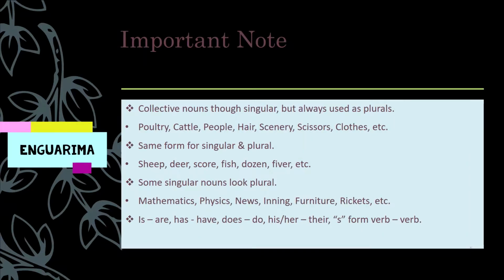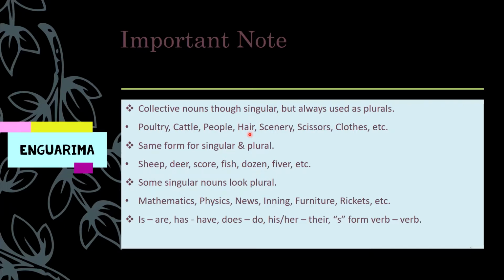Now let's discuss some important points in this regard. First, collective nouns, although they are singular, are always used as plurals. Why? Because collective nouns themselves represent a collection of individuals rather than a single individual. Example: poultry. When we say poultry, we refer to a collection or to a flock of birds rather than an individual bird. Same goes for cattle, same goes for people, same goes for hair.